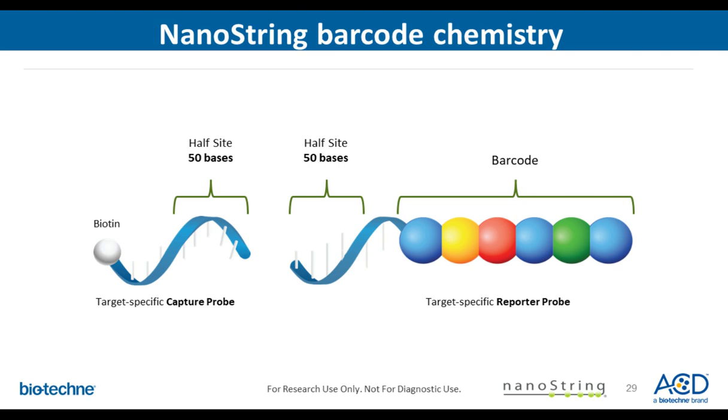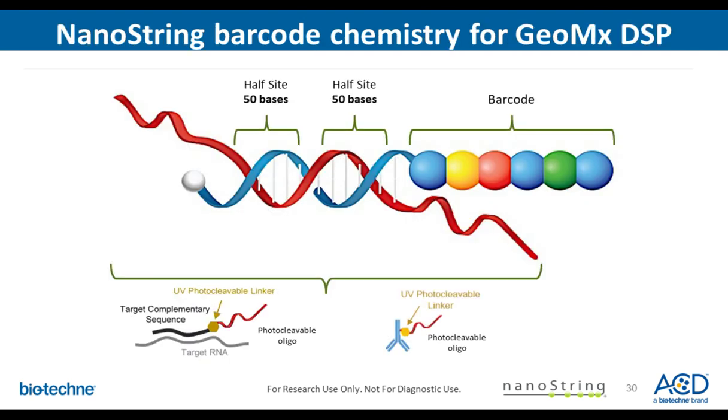So how do we count these molecules? This uses really the bread and butter NanoString barcoding chemistry. On the left, we have a capture probe, and on the right, we have a reporter probe. In the middle are these half sites. Each of these half sites are complementary to a very specific sequence. So if that sequence is present in the sample, when we hybridize it together, it forms this complex, and then that complex is read out on the nCounter platform.